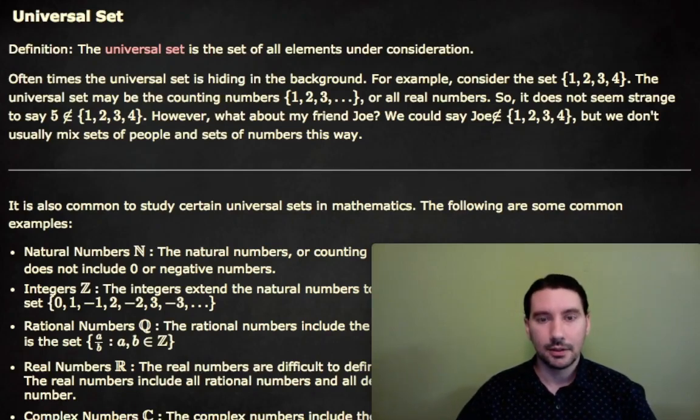In this lesson, we're going to talk about the universal set and the empty set, which are kind of two opposite ends on a spectrum. The universal set is the set of all elements under consideration. So this usually involves some kind of context, and sometimes it's even an assumed context.